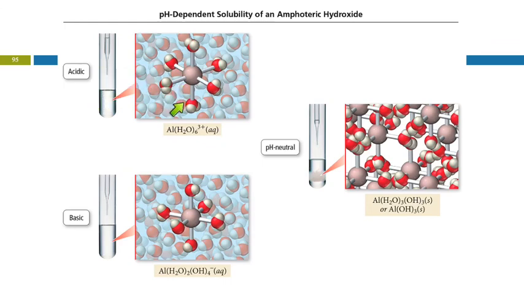So in acidic solution, you've got the hydrated aluminum, it's soluble. At neutral pH, now you've got the aluminum with hydroxide ion and water molecules, and the charge on this is neutral. It's not an ion. It's going to precipitate. You pull more hydrogen ions off, and it becomes a negative ion now, and it'll be soluble again.